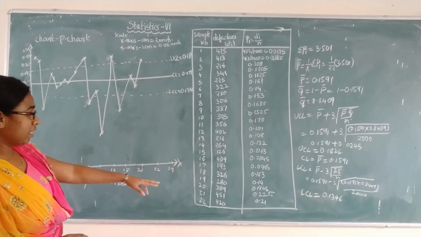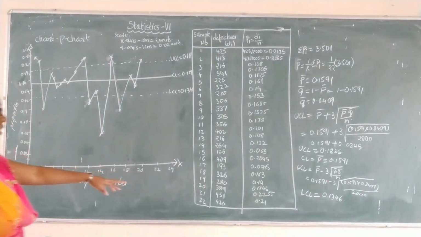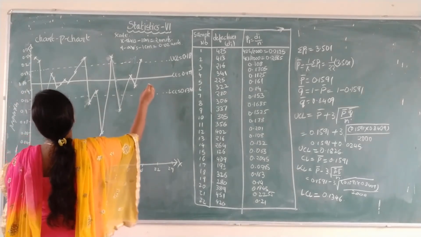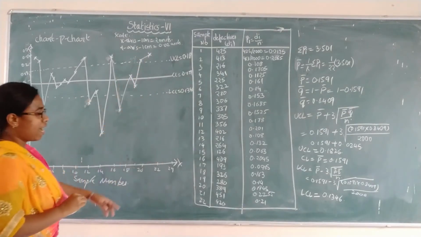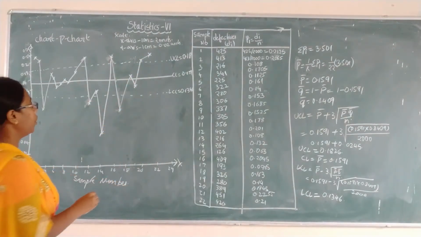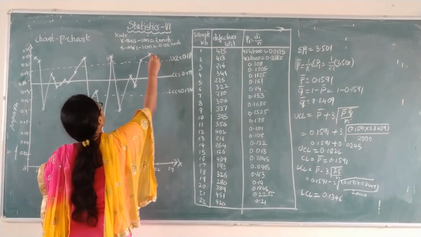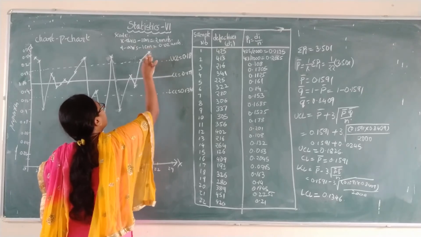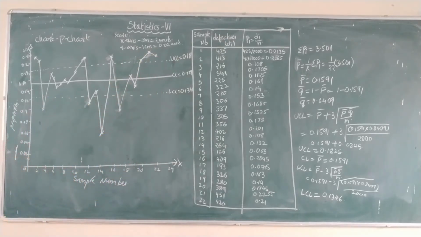Next, for the 21st sample, the value is 0.22, on the top. Then the last, the 22nd value is 0.21. For the 22nd sample, the value is 0.21. So if you plot all the points, you will get a similar graph like this.